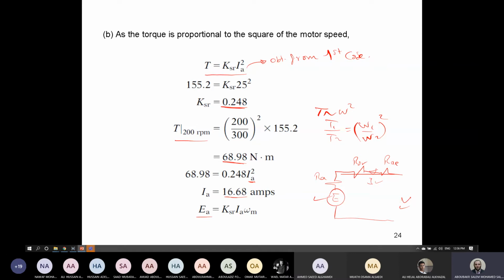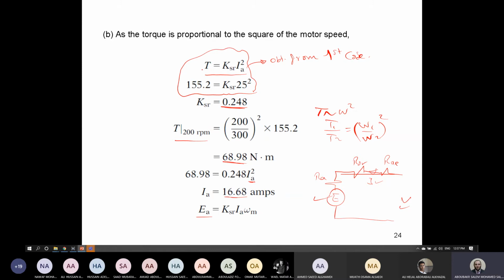So firstly, in order to calculate all of these values, we need to get the value of the series constant, which is K series. How can we get K series? Simply from the relation of torque. We know that torque equals K series multiplied by IA squared. But this is from the first condition, the first loading condition. So we can get the value of K series.